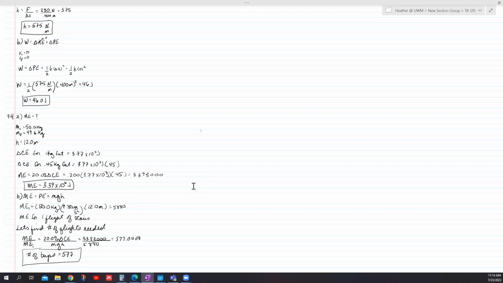Let's find the number of flights of stairs. So we're going to look at the mechanical energy needed divided by the mechanical energy that we are expending for 1 flight of stairs. And we end up with 3,393,000 divided by 5880, and we get 577.0408, or she needs to make 577 trips up the staircase. Whew, that is a workout.